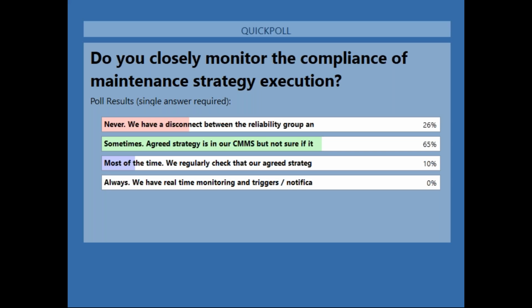10% of the people said they do it most of the time. So they're pretty confident that what they set out to execute is what's being executed. And we have nobody that does it always. We have nobody that can ensure that what was defined is actually what's being executed, and no real-time monitoring or triggers in place. So that gives us a baseline for who we've got in here today and some of the challenges that most organizations will face.